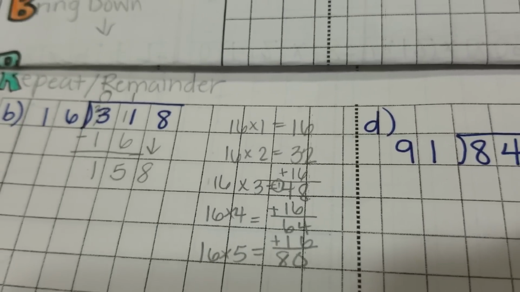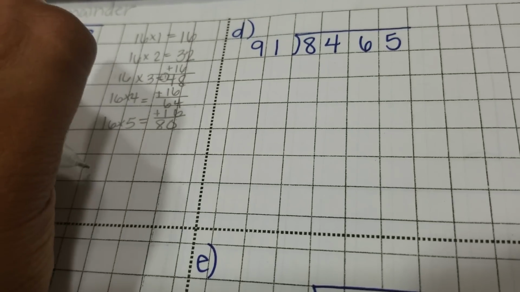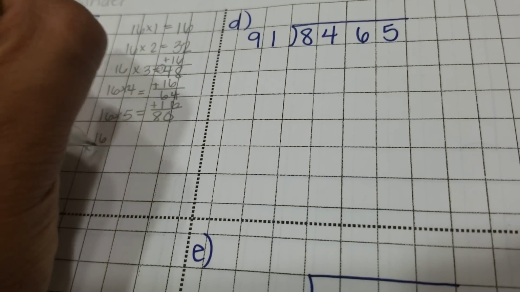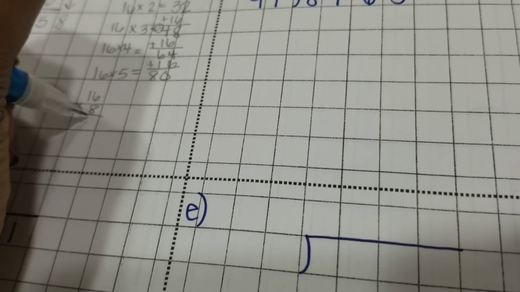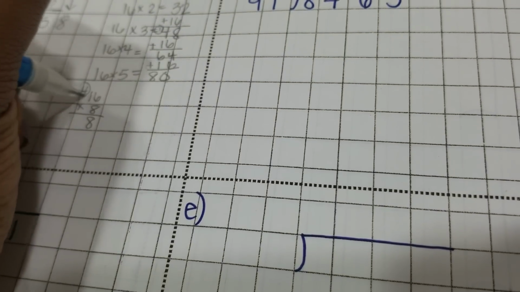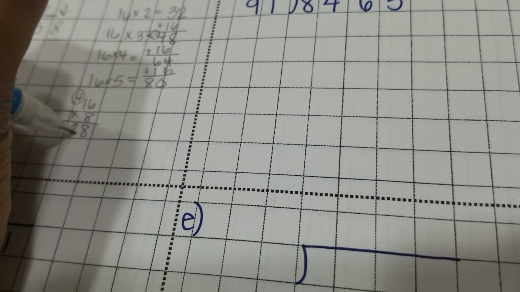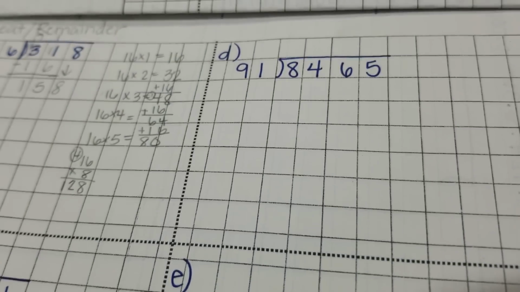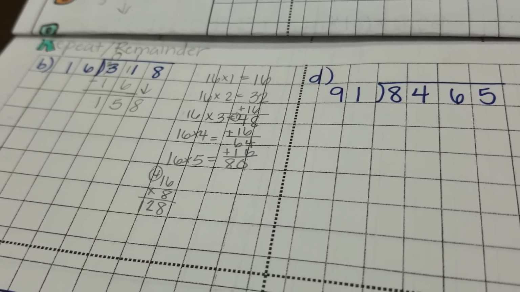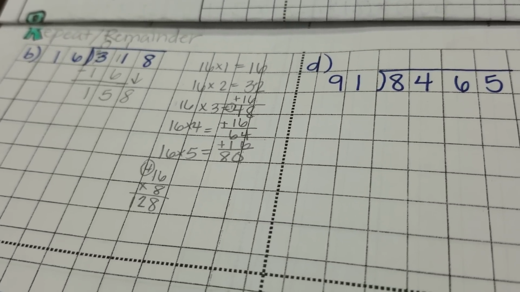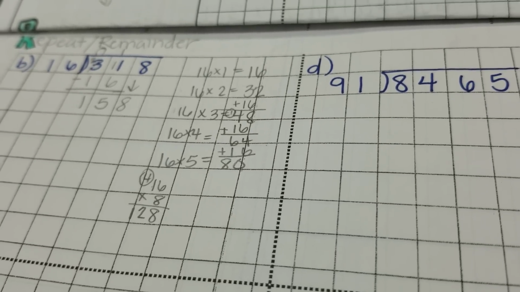Yes, we do. That number happens to be 8. 6 times 8 is 48. So we can try 16 times 8 and see what we get. 6 times 8 is 48. Carry a 4. 8 times 1 is 8, plus 4 is 12. Okay, so that's 128. But if we subtract, we end up with 30. And that's still going to be too big.